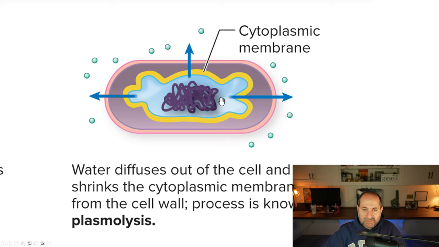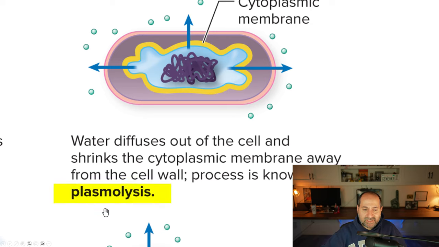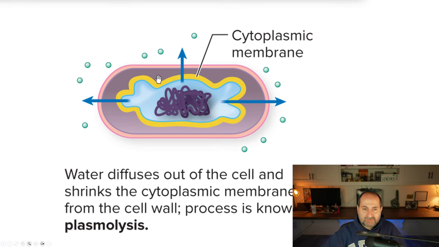Water is net diffusing out of the cell. This makes the plasma membrane peel away from the cell wall, resulting in what's known as a plasmolyzed cell. This is a plasmolyzed cell. A plasmolyzed cell is a cell where the cell wall is intact, but the plasma membrane has peeled away due to efflux of water in that hypertonic environment.